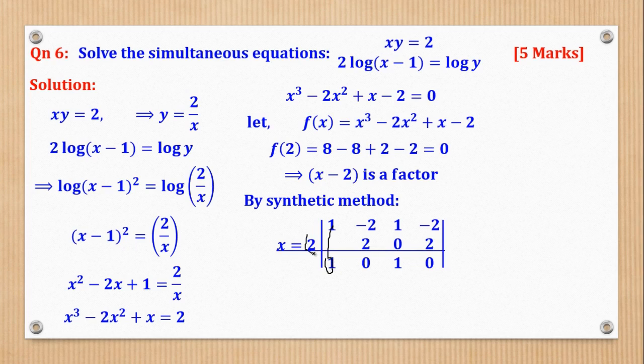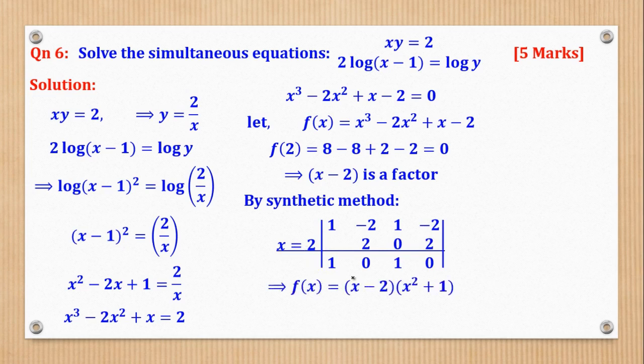Then from there, I will say 2 times 1, what do I get? I'll get 2, so that 2 is what you write here. Then you add this plus this, which gives you 0, that's what you write here. Then again repeat the process. 2 times 0 gives you 0, you put it here. Then 1 plus 0 gives you 1. Then again you repeat the process. 2 times 1 is 2, you write it here. The negative 2 plus 2 gives you 0. So that is the synthetic method.